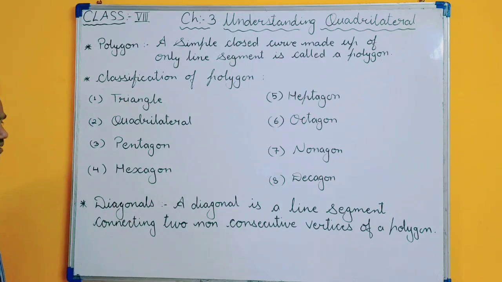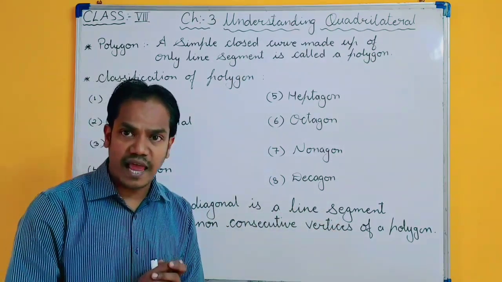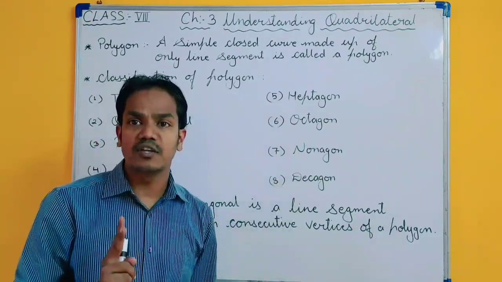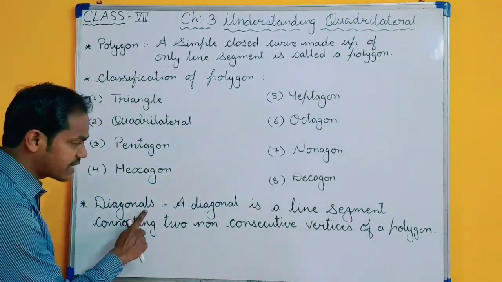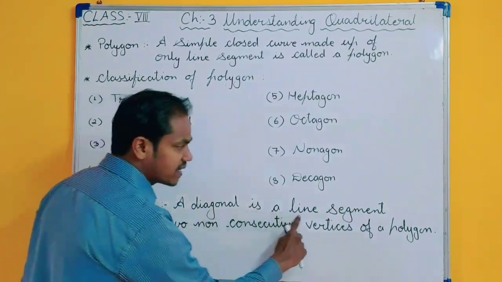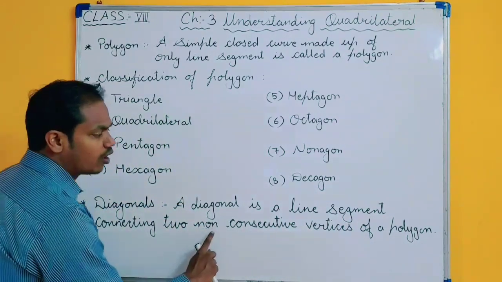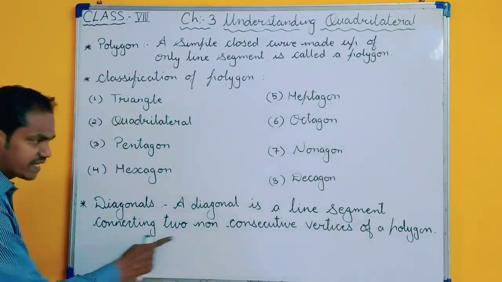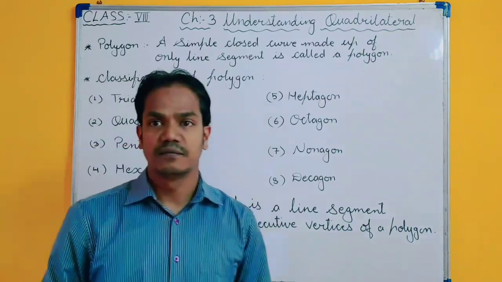Now what are diagonals? A diagonal is a line segment connecting two non-consecutive vertices of a polygon. You can see it in the figure. This is the definition of diagonals.